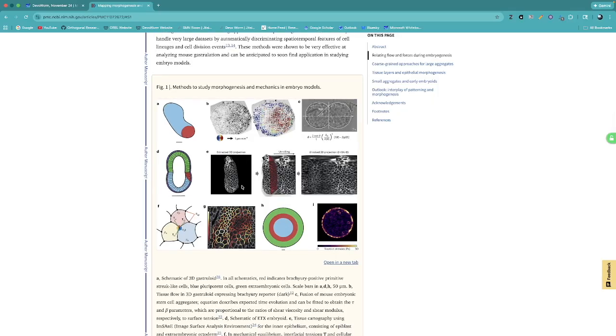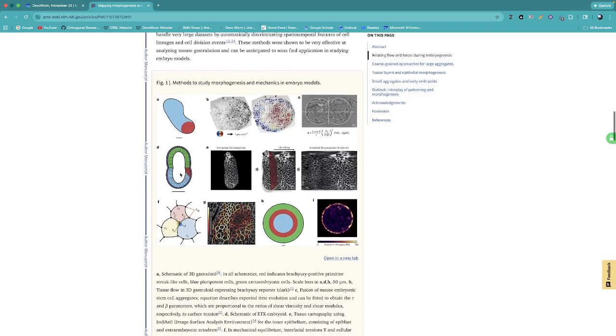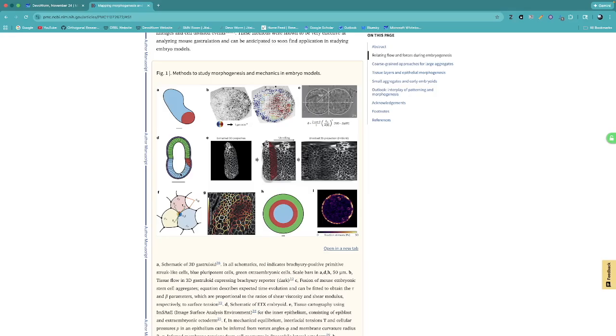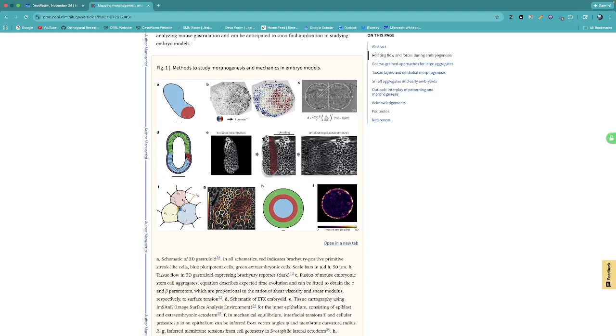D is the schematic of the ETX embryoid. So this is something they mentioned in the paper. This is another type of organoid. E is the tissue cartography, which is using IMSAnE, which is image surface analysis environment. So instead of INSANE, it's IMSAnE, with capital and small letters based on the acronym. So this is done for the inner epithelium, consisting of epiblast and extraembryonic ectoderm. So this is E, where you see the shape, the extracted 3D projection.